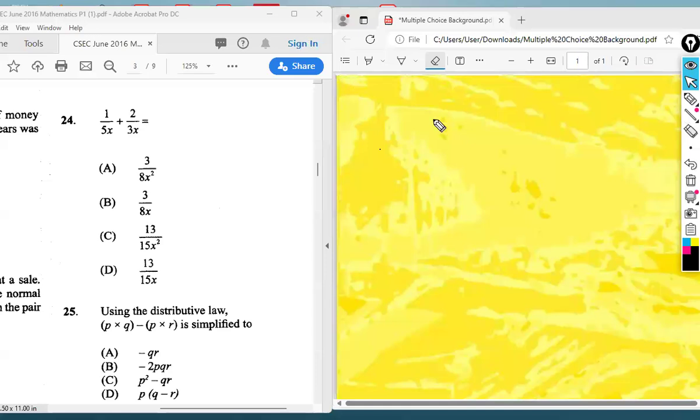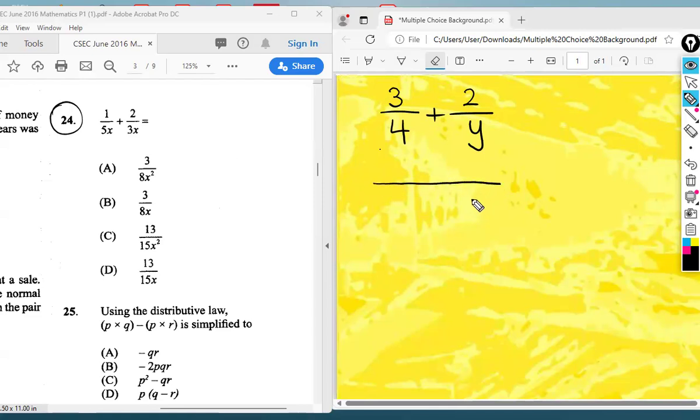Number 24, and let me do my own example here first. Let's say that you have two weird denominators: 4 plus 2 on y. Most people, when they're adding fractions, don't know how to find the LCM of 4 and y. They're just not accustomed with letters. So the best way, anytime you're not too sure what the denominator is, is to take the two denominators and multiply them, but leave them separate.